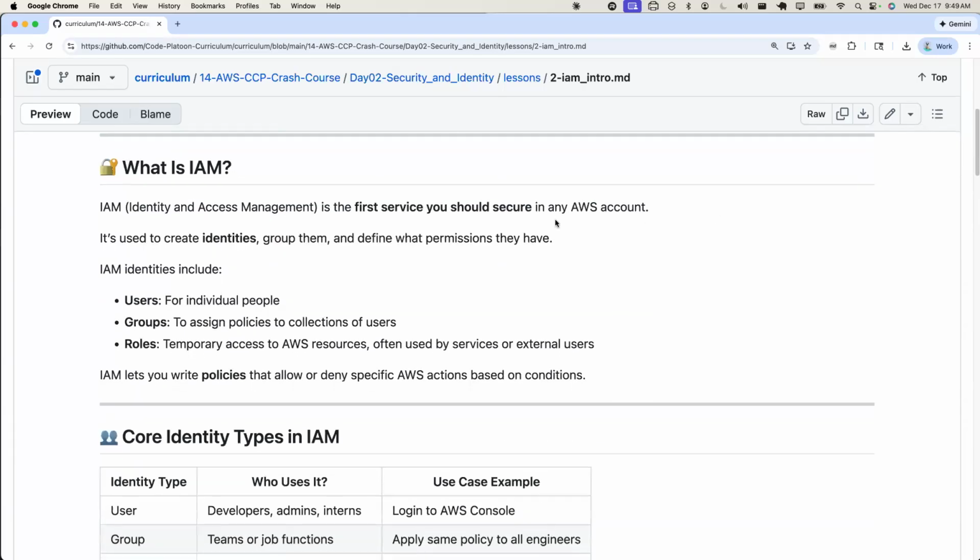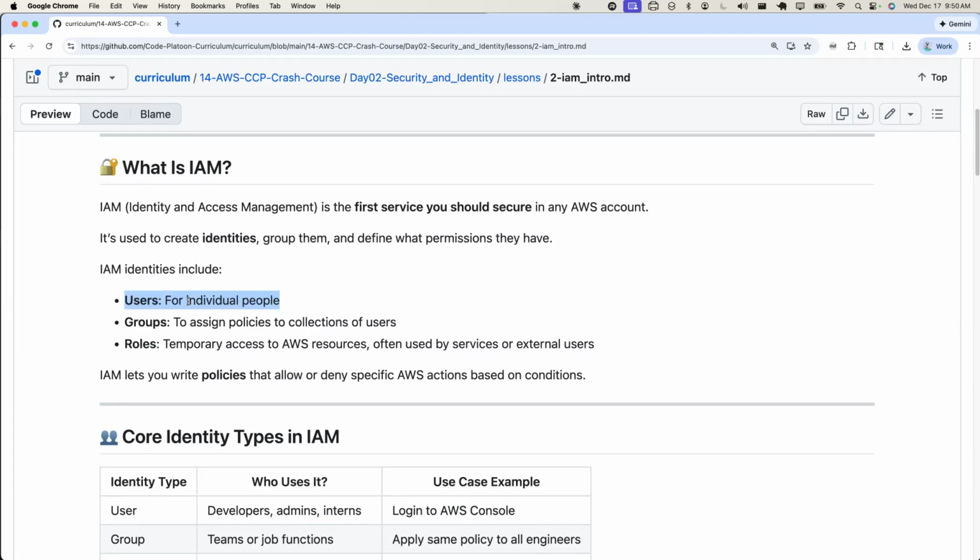So, what is this thing? Identity and access management is the first thing you should tackle when you're doing real world work with AWS. You create identities with it. An identity is not necessarily a person. Sometimes an IAM user might be there for a program to use because you get an access token and you define what permissions they have. For individual people, you would create an IAM user.